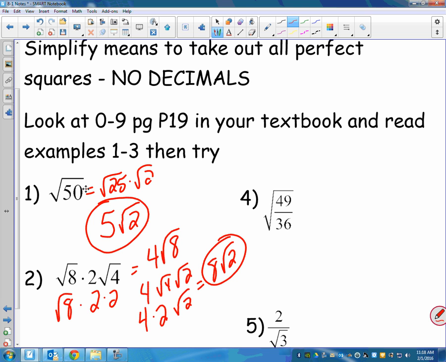Having that list of perfect squares in your head is a really good idea. Like 4, 9, 16, 25, 36, 49, 81, 100, 121, 144.